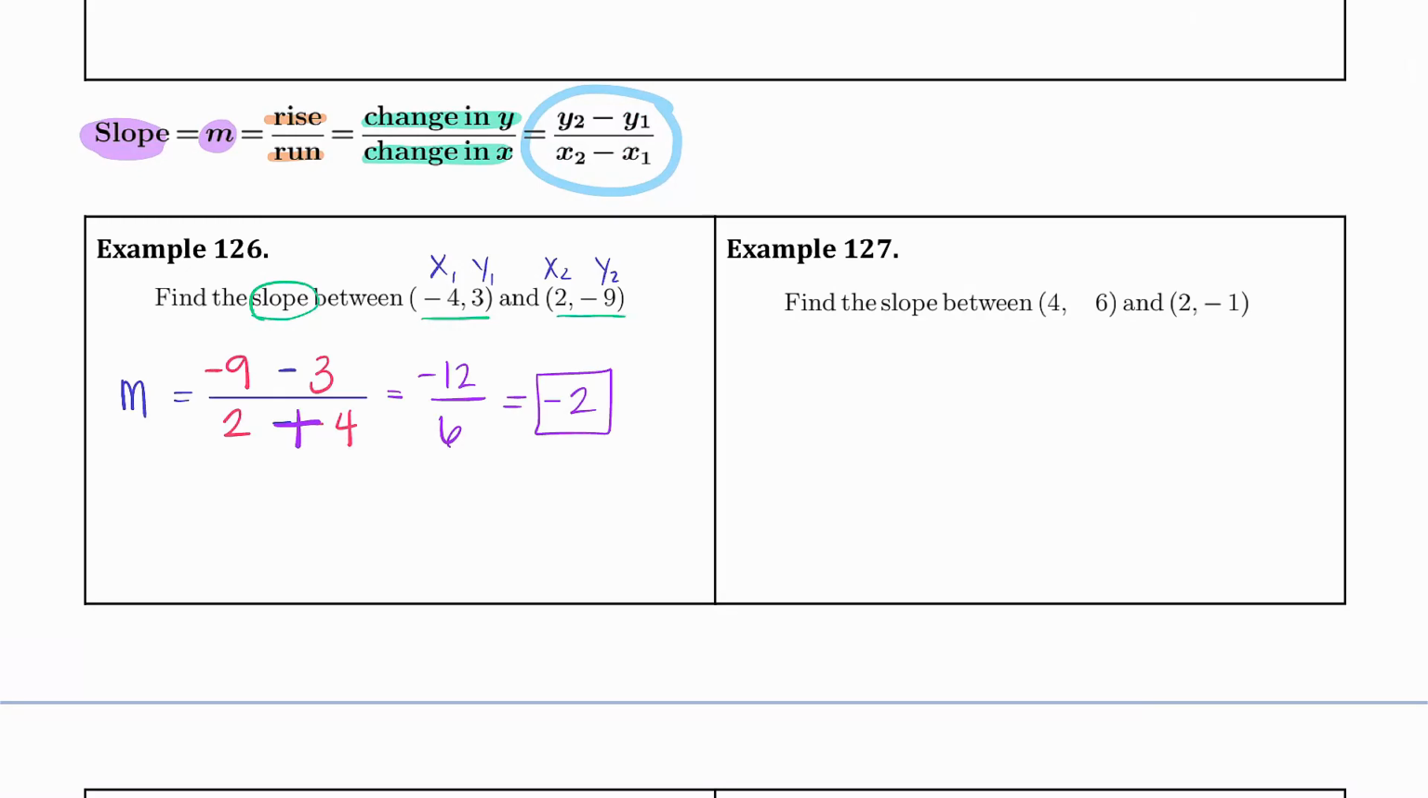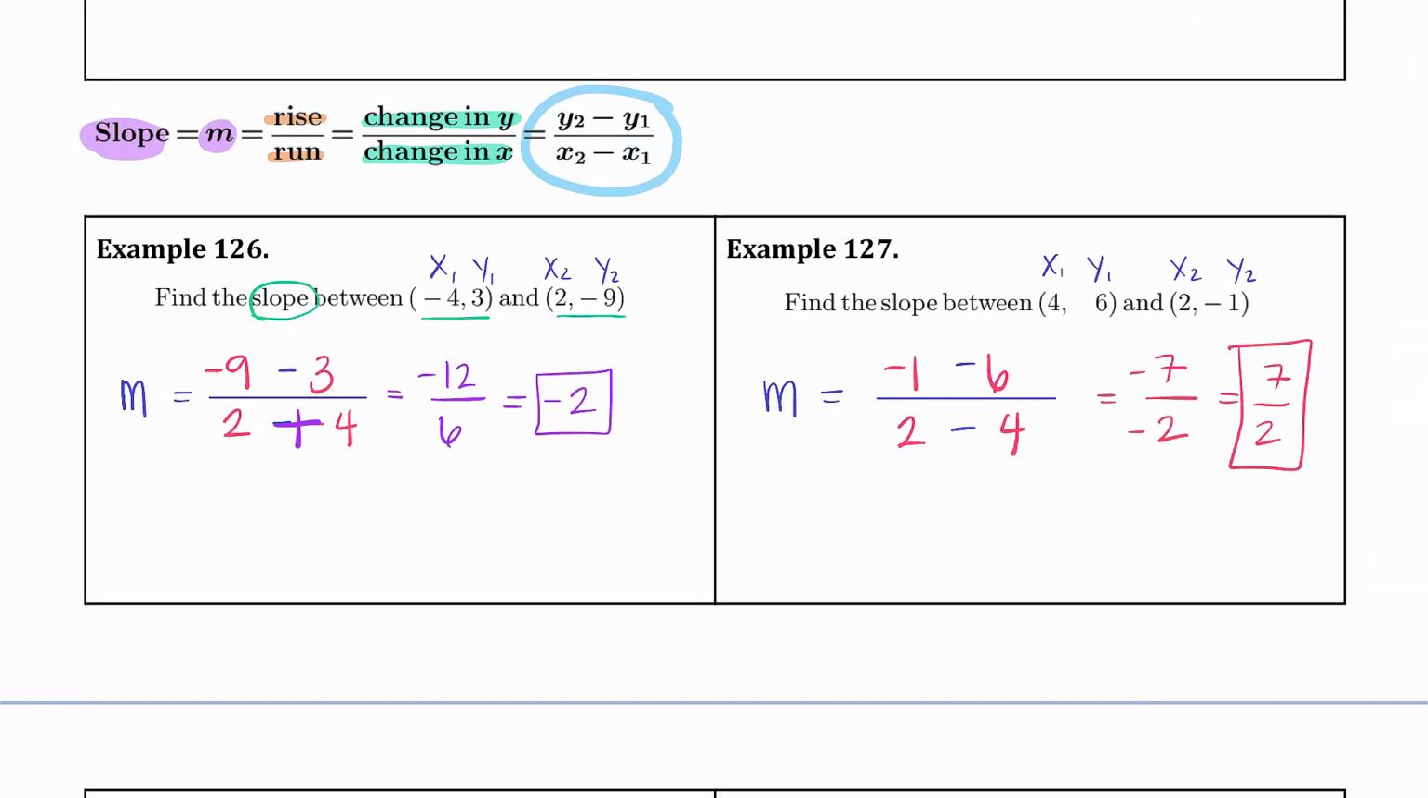Okay, same thing on example 127. I'm going to start out labeling my points x1, y1, x2, y2, and we're going to use our slope formula. We're going to have y2 minus y1, negative 1 minus 6, over x2 minus x1, 2 minus 4. If we simplify here, we're going to have negative 7 on top, 2 minus 4 is negative 2 on bottom. Negative 7 divided by negative 2, we know a negative divided by a negative is a positive. So this is going to simplify to be positive 7 over 2.